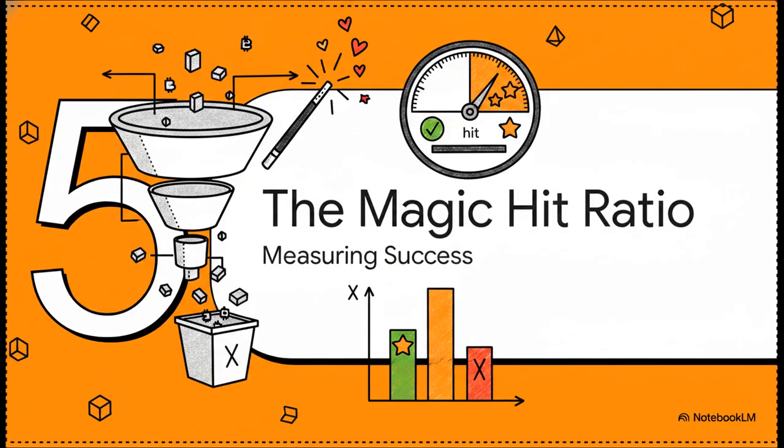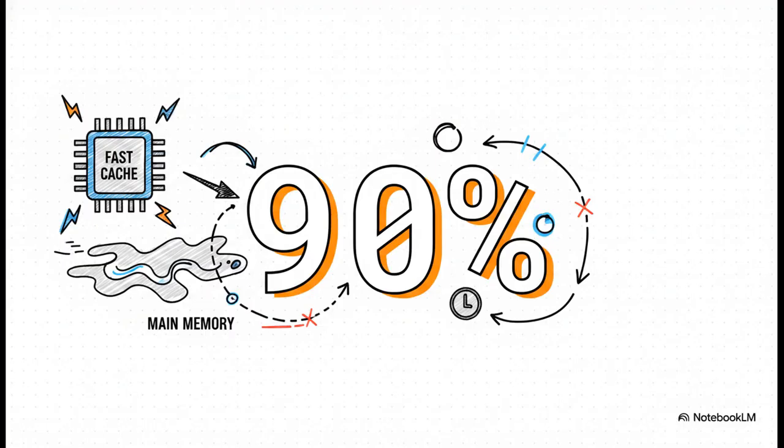But how do we actually know if this incredibly complex funnel is working? Well, that brings us to Section 5, the magic hit ratio, measuring success. 90%, or a 0.9 hit ratio. This right here is the magic number. Because that fast on-chip cache is anywhere from 25 to 50 times faster than the main memory, the processor absolutely must find the data it's looking for in that fast cache about 90% of the time.